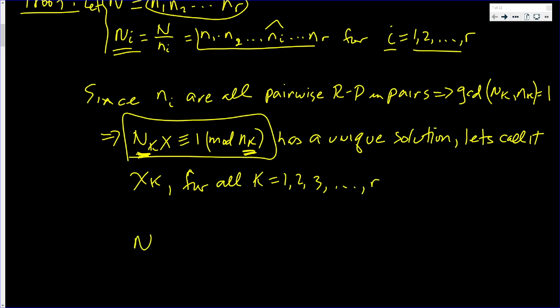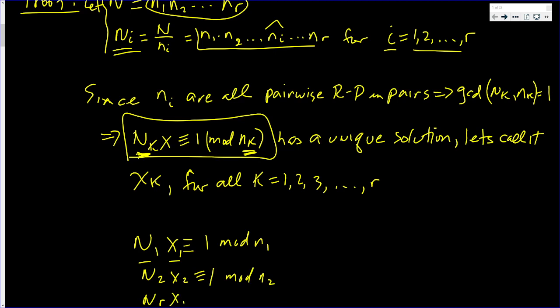That means that n sub 1 x congruent to 1 mod n1 has a solution, and we're calling that solution x1. That is, n1 times x1 really does equal 1 mod n1. And n2 times x2 really is congruent to 1 mod n2, all the way down to n sub r, x sub r. By definition of x sub r, it's the solution. So n sub r times x sub r is 1 mod n sub r.